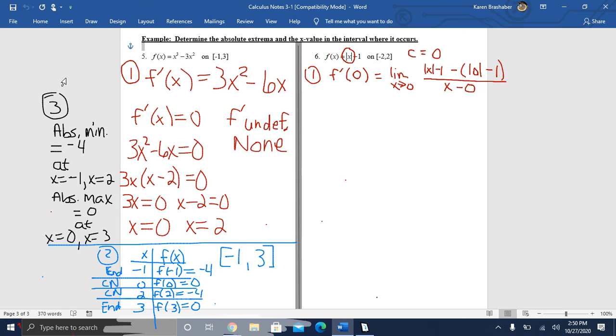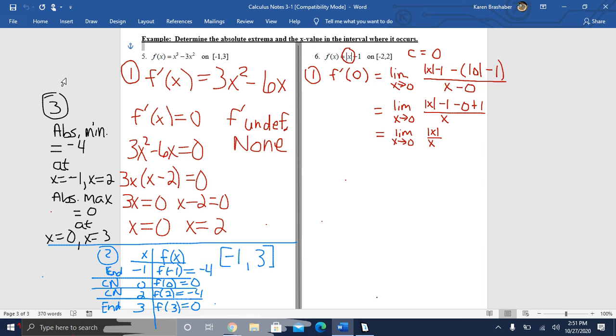All right, well, let's keep working on this. This would be the limit as x approaches 0 of, and if we evaluate there, we're going to get the absolute value of x minus 1 minus 0 and plus 1, because we'll have to distribute, all over x. And that turns out to give us the limit as x approaches 0 of the absolute value of x over x.